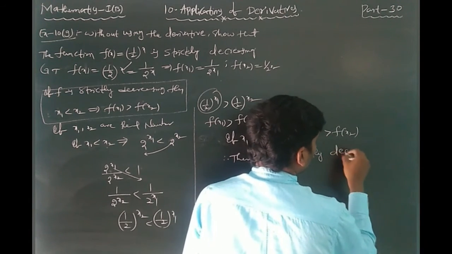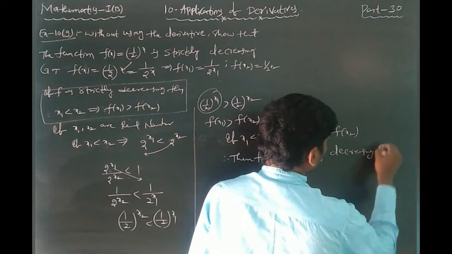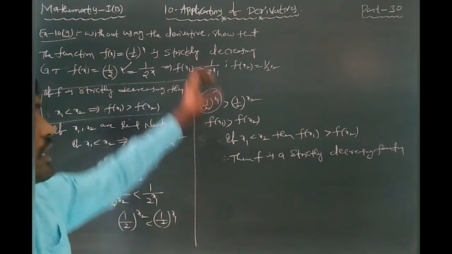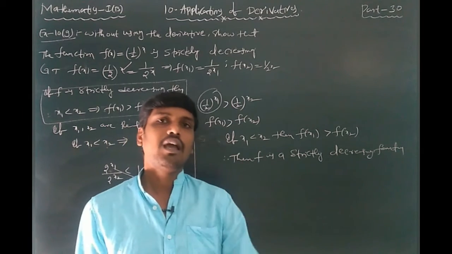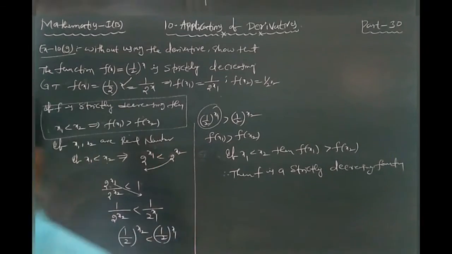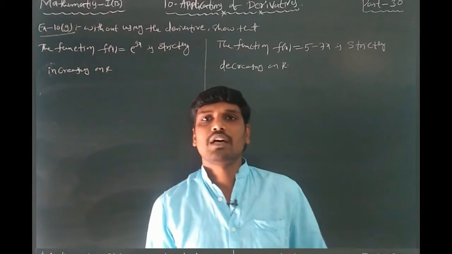Then f of x is a strictly decreasing function. Understood or not? In this way you can do that. This is a model problem, also a 2 marks model in the IB examination. Today's assignment problems are homework problems.